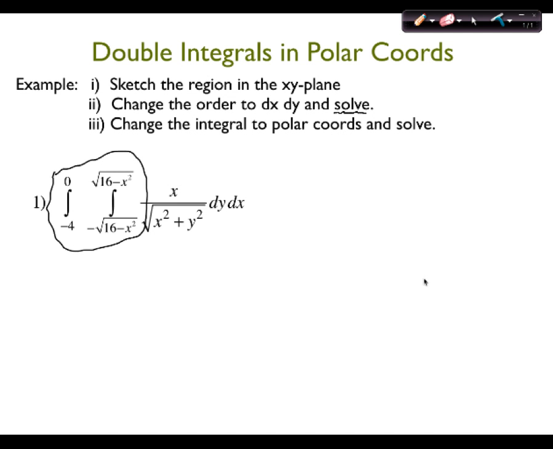Okay, so you've got your task here. 1, 2, and 3. Sketch the region in the xy plane, change the order to dx dy, solve it out, then change the integral to polar and solve it. Go. I got 15 minutes.